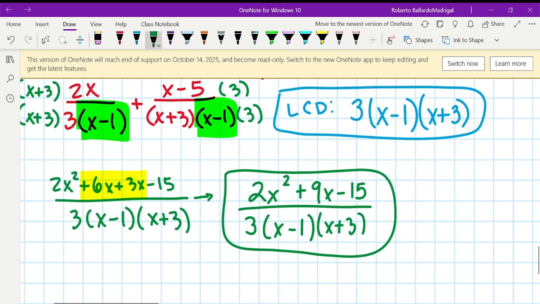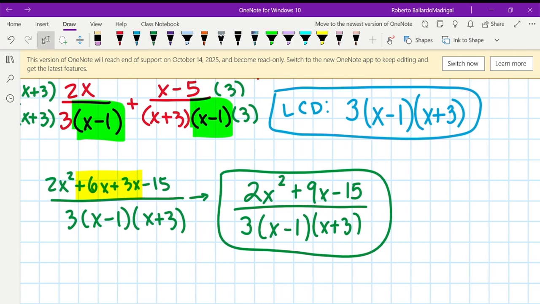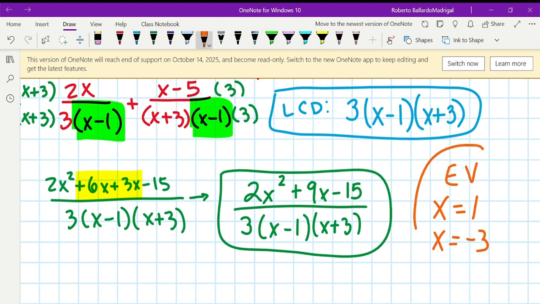The last and final thing is to write down the excluded values. And once again, that's for any variable in the denominator you're going to solve for. That would be x equals 1 and x equals negative 3 as our EVs. If you, at this point, still struggle with EVs, go home, spend some time on YouTube, spend some time on ChatGPT. I don't know, figure it out. Ask Google how you can solve for an excluded value. Yes. The 3 you don't find anything because 3 is a constant. You only solve for variables.